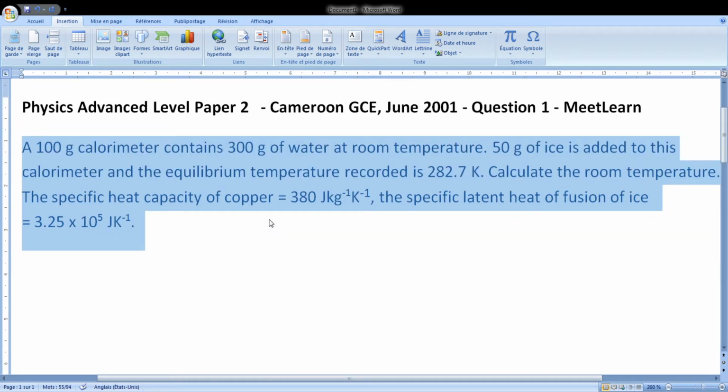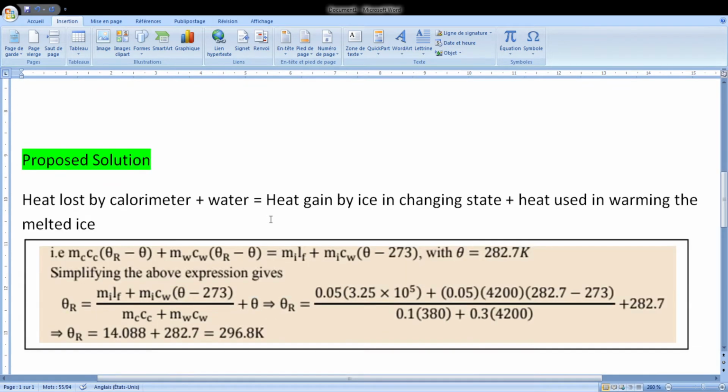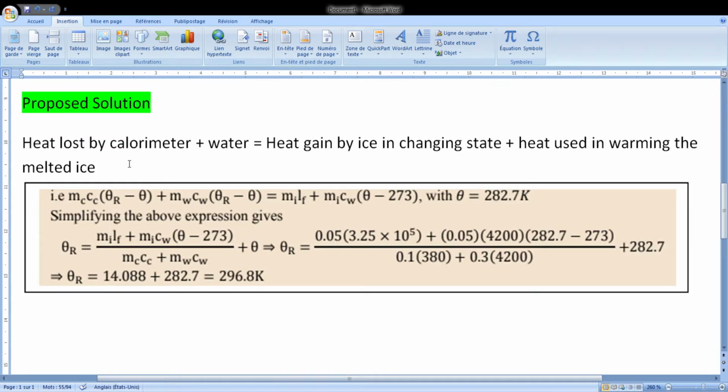I'm going to introduce you to a proposed solution. The first thing I want you to take note of is how to come up with the energy equation. You need to ask yourself, where is the heat moving from? Where is it going to? In this case, we'll see that the heat is leaving from the calorimeter plus the water inside the calorimeter, and the heat is going to the ice to melt, and after melting, the ice that has melted is going to continue gaining heat in order to increase its temperature.